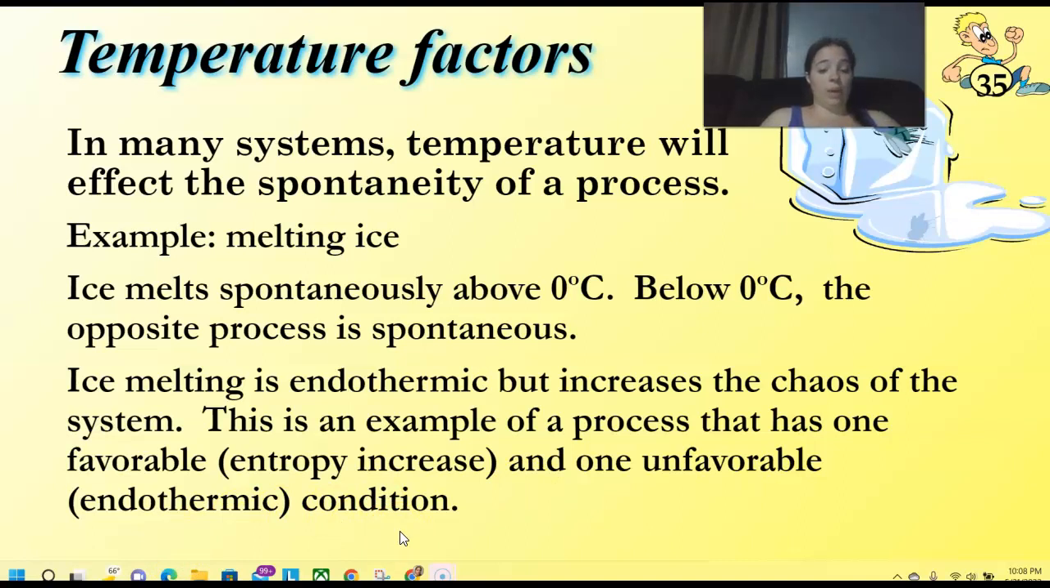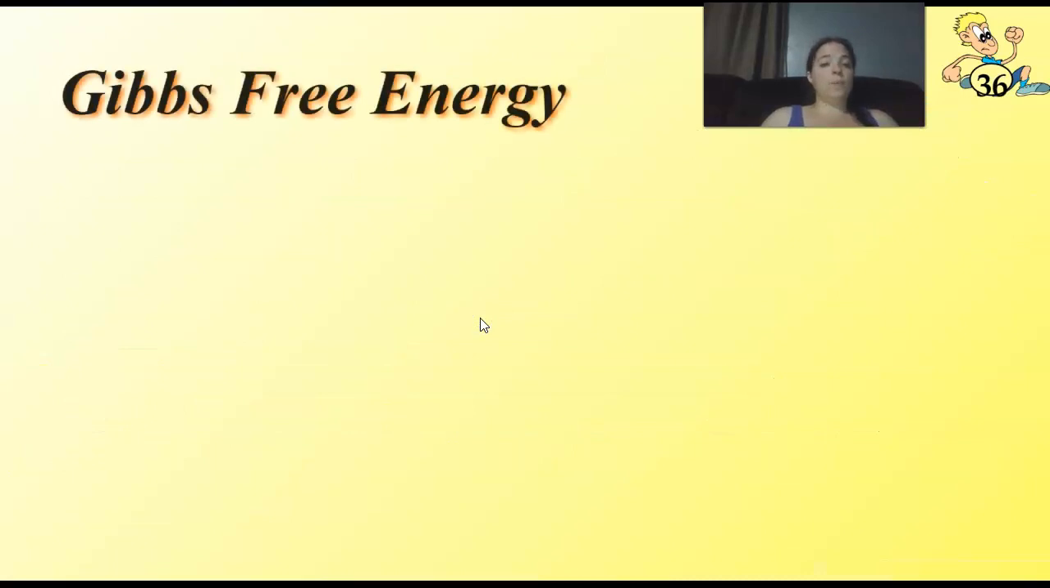So my endothermic condition is ice melting. You got to add heat to it, which is endothermic instead of releasing heat. That's my endothermic condition that is needed. But as it melts, it becomes more chaotic. Increase.